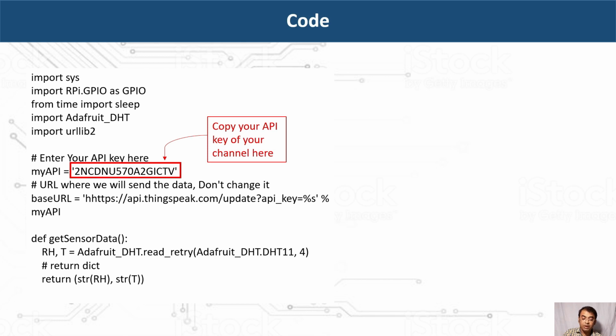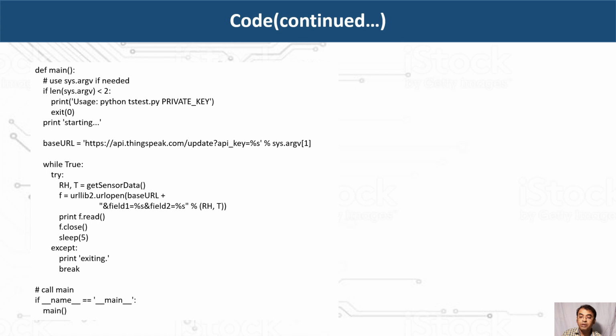So this function will read the data from the sensor and store it to H, that is the humidity variable, and T is the temperature variable, and return humidity and the temperature after converting into strings to the calling function. So guys, you can see I have written one function, def get_sensor_data, that will return temperature and the humidity value but in the form of string. So now guys, you can see the main function. You have to give the API key from the command prompt when you are executing the program.